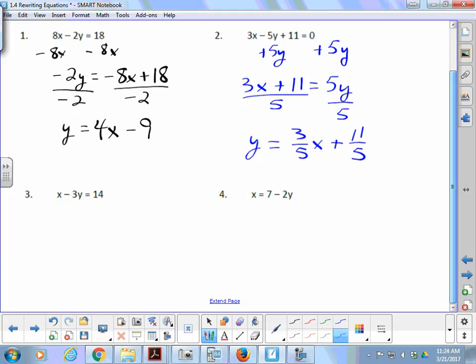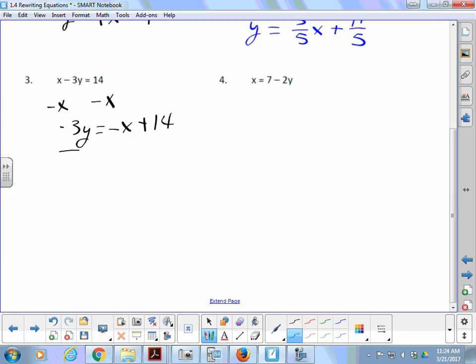All right, keep going. Number 3, going to subtract x from both sides. So we get negative 3y equals negative x plus 14. And we want to put that variable first and divide by negative 3. So we get y equals 1/3 x, all right? Negative 1 divided by negative 3, minus 14 over 3. All right, so you go ahead and pause it and do number 4, and then you can check to see if you have the answer correct.